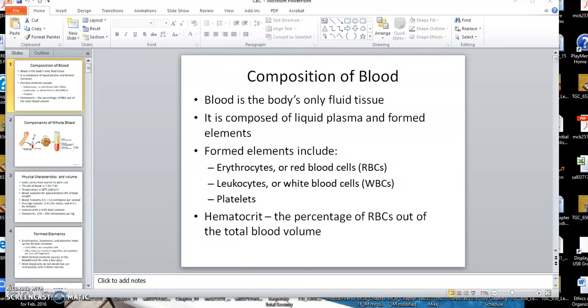Okay, now we'll discuss leukocytes, white blood cells. In order to discuss this, go to my CBC PowerPoint in my A&P2 PowerPoint section.